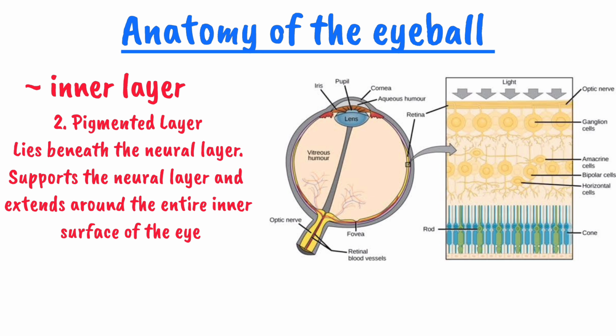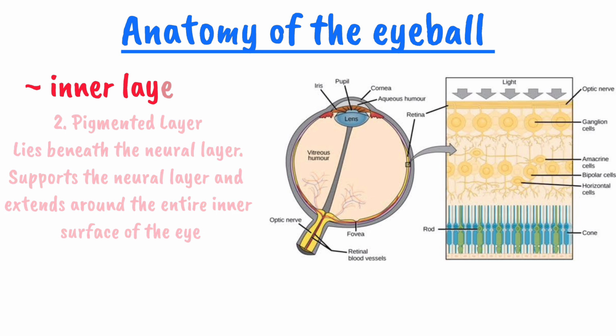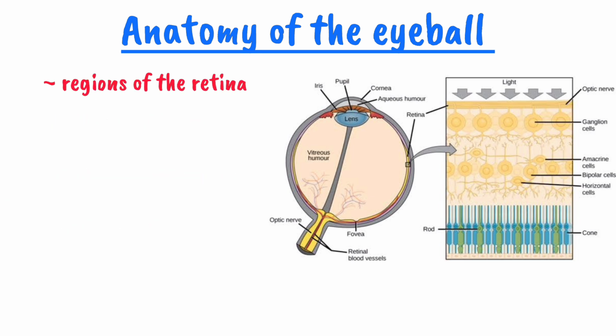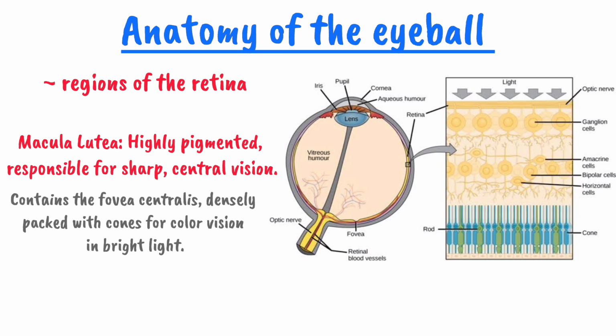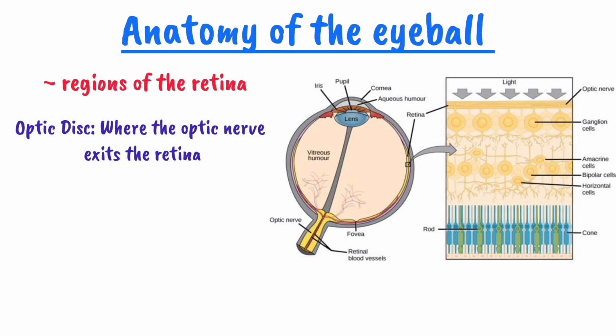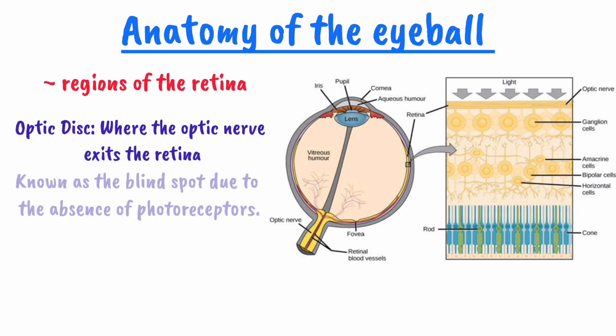Now, let's talk about the regions of the retina. There are two key regions of the retina, the macula lutea and the optic disc. The macula lutea is a highly pigmented yellowish area at the retina's center. It consists of a depression called the fovea centralis, which is packed with cones for sharp central vision, while the optic disc, on the other hand, is the point where the optic nerve exits the retina. Since it lacks photoreceptors, it is also referred to as the blind spot of the eye.